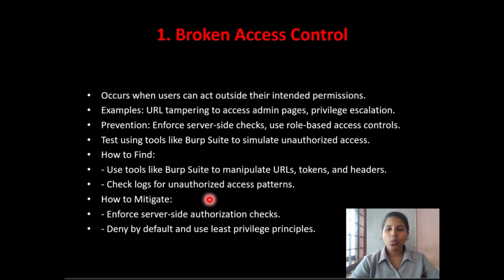And how to mitigate or fix it? Fixing this comes down to enforcing access control on the server side. That means do not trust anything from the front end. Always check who the user is and what they are allowed to do on the backend. Use role-based access control. Implement least privilege and always deny by default unless a user has explicit permission. And most importantly, test regularly, even if you have secure access rules. One update can break it. So that's about broken access control.